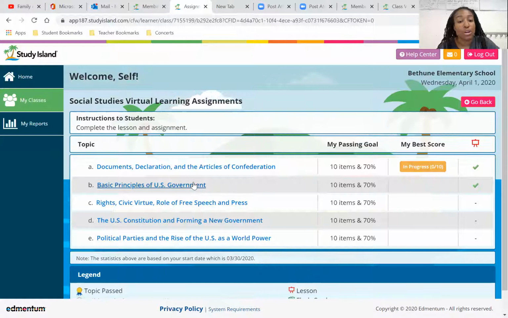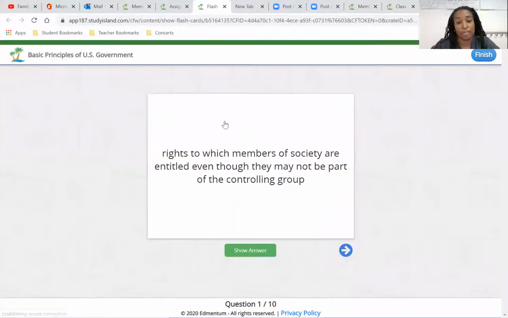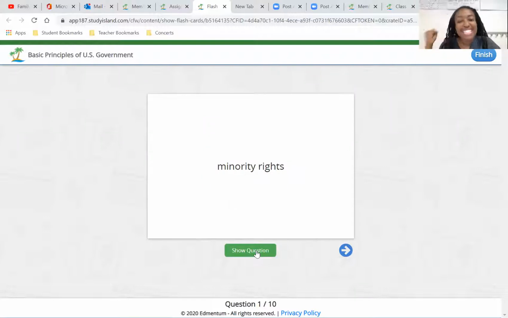So now I'm going to go into basic principles. You know what? I did the lesson, I read it, but I'm not quite sure I remember everything. So I'm going to go to flashcards. Wow, look, rights to which members of society are entitled, even though they may not be part of the controlling group. I bet that's minority rights. I just saw those words. Minority rights, yes. Ugh. Social studies.